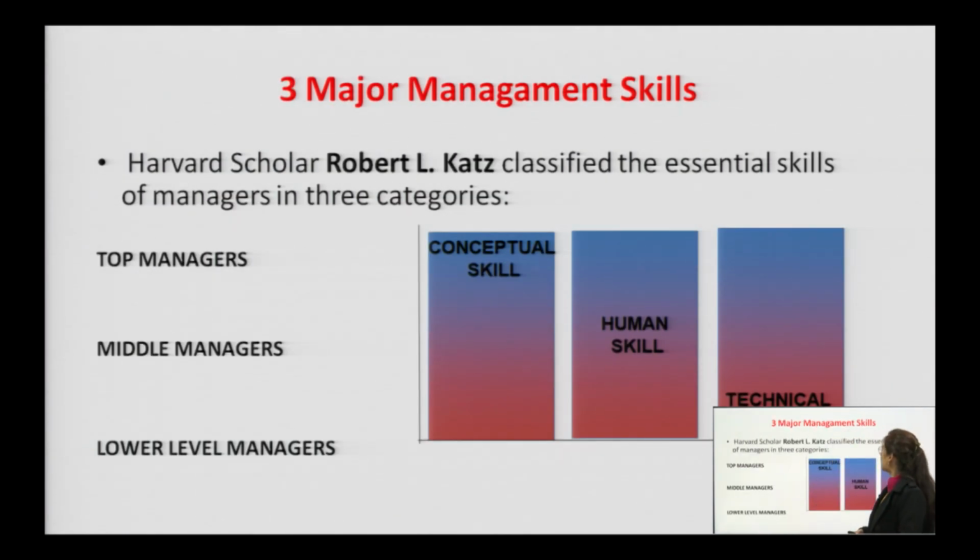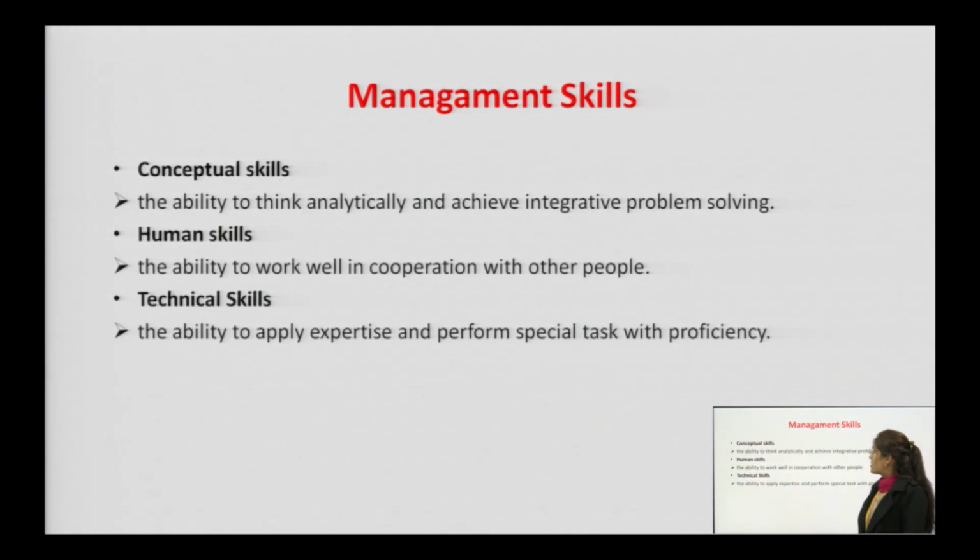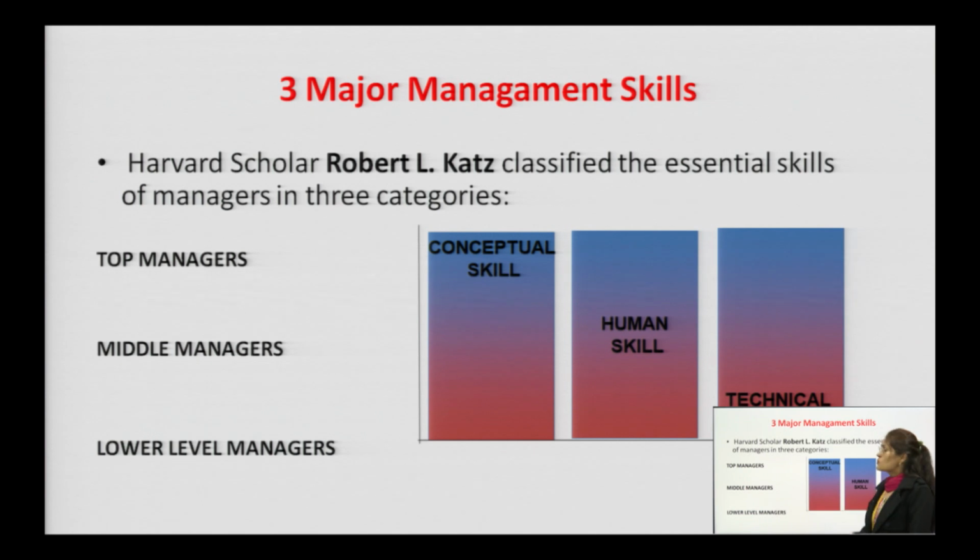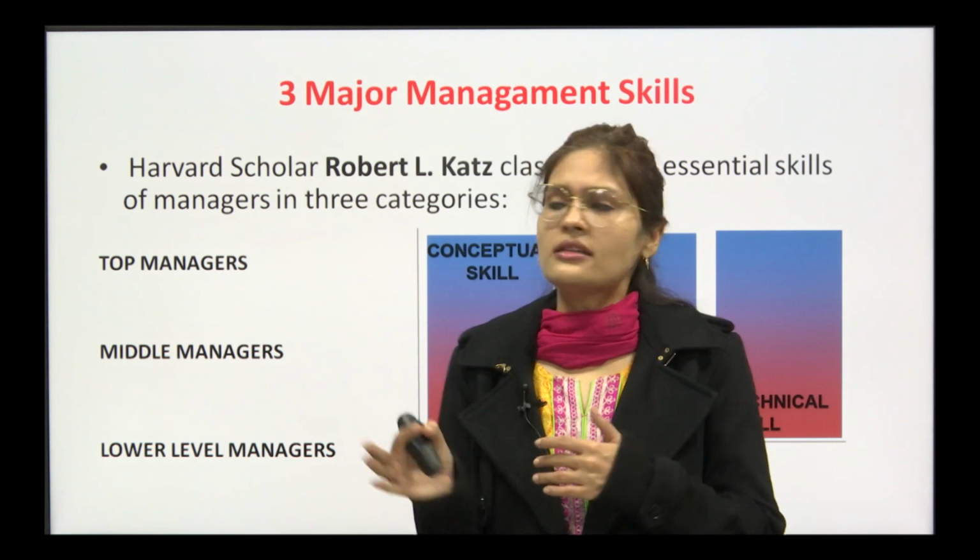If we talk about managerial skills, Robert L. Katz has given these three skills: conceptual, human skills and technical skills. Conceptual skill is the ability to think analytically and achieve integrated problem solving. That means the person must have the ability to analyze things, sort out problems, and know how to take decisions. So conceptual skills relate to awareness. He must have general knowledge or knowledge related to his industry so that he can decide things.